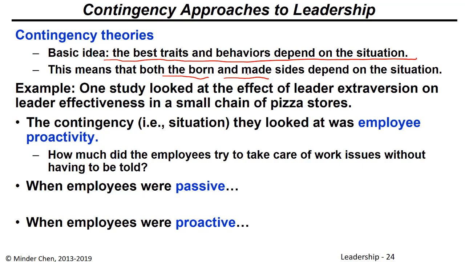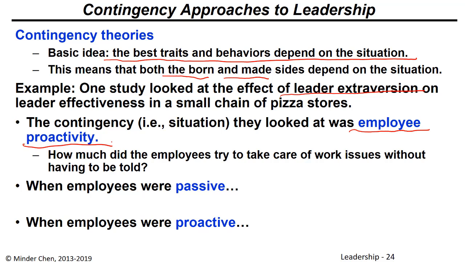In one study, they looked at leaders who are extroverted in terms of personality in a small pizza chain store, in terms of its effectiveness. They looked at the contingency, which was the employees' proactivity, how proactive they are, and whether they really need to be told what to do to take care of some work-related issue.